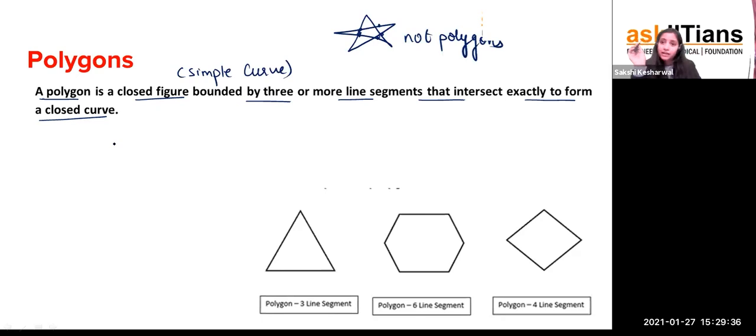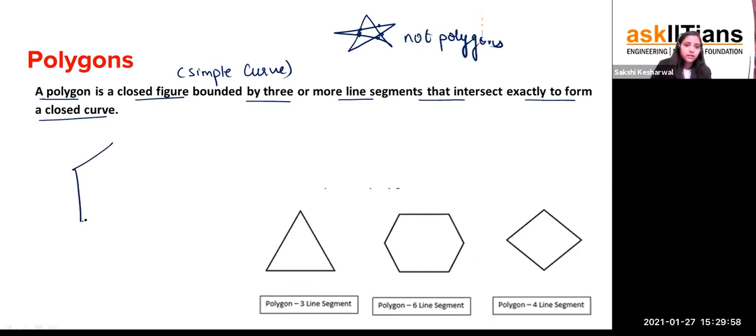No. To make a closed figure, you require a minimum of three line segments, and a minimum of three line segments always leads to a triangle. So the curve has to be simple. This is a three-sided polygon, this is a six-sided polygon, this is a four-sided polygon.